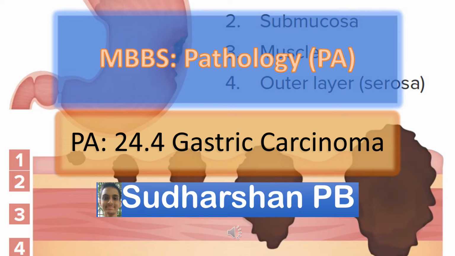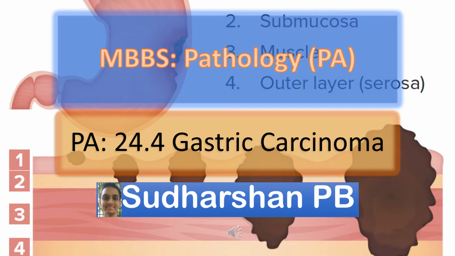And with respect to other factors, genetic factors are there. Very commonly those who have A blood group are at more risk. Genetic mutations like CDH1, E cadherin, etc. Underlying conditions like achlorhydria and gastritis, very commonly. So this itself covers the causes and risk factors.